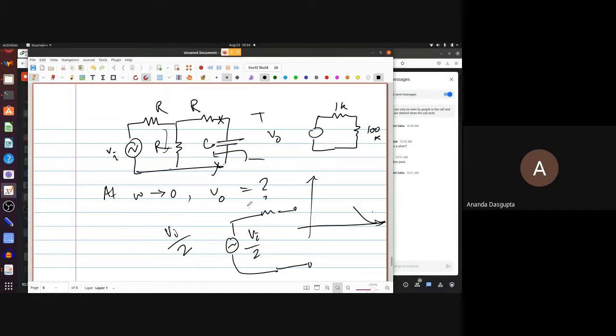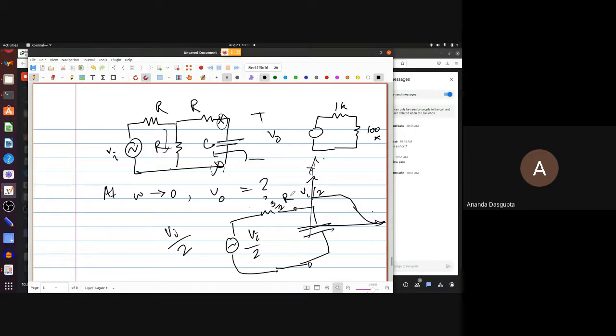The easiest way to find out R Thevenin, if you don't have control sources, is simply to look in from this pair of terminals. Replace all the sources, in this case Vi, by a short, and what is the resistance you see from this side? How much is that? 3R by 2. Exactly. It's 3R by 2. So basically this circuit is a simple RC, but an RC with an input voltage of Vi by 2. So this will be a low pass, but the peak value will be Vi by 2 and not Vi, as with a single RC.